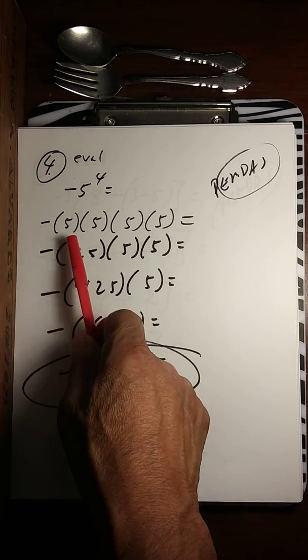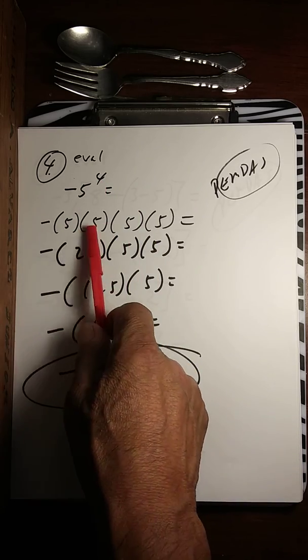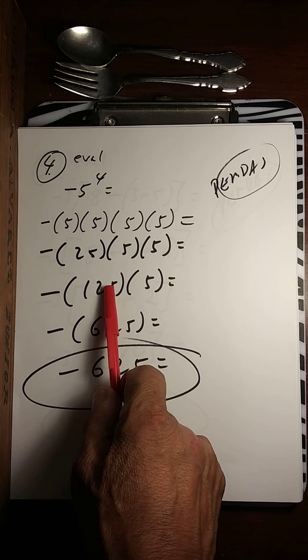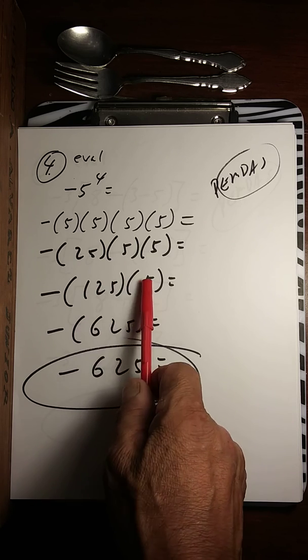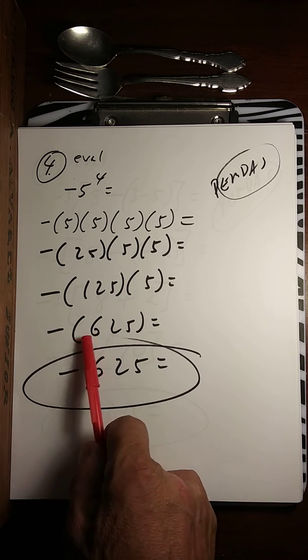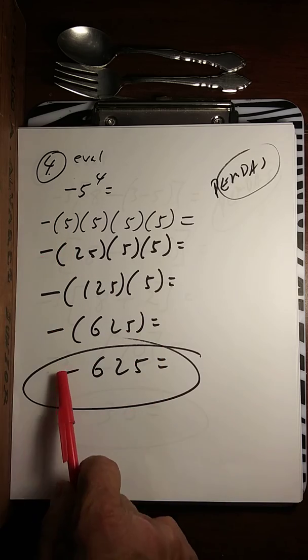Negative 5 to the 4. 5, 5, 5, 5. So that turns out 25. Copy it. That turns out 125. And that one times that one is negative 625. The negative sign stays.